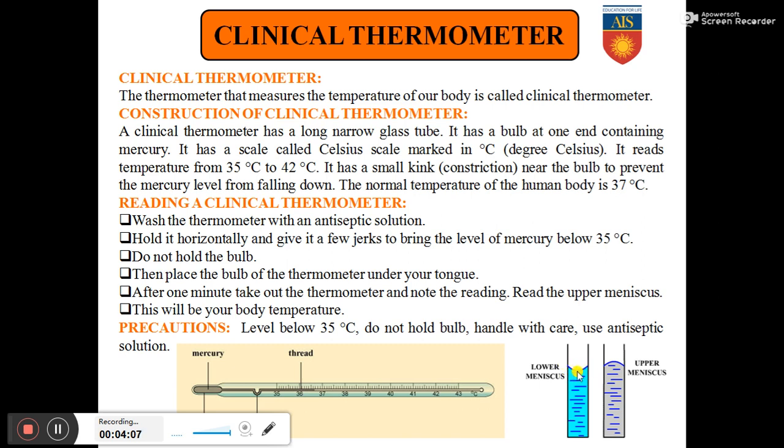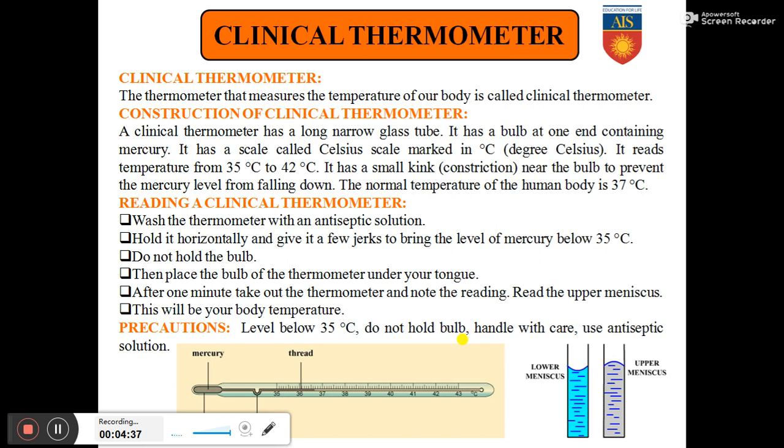This crescent shaped structure is called the meniscus, and since it forms a structure like this, it is called the lower meniscus. We read the water level from here. But in case of mercury, it is just the opposite of water. The crescent shape is just the opposite, and you have to measure it over here. So the temperature is measured from the upper meniscus. After 1 minute, whatever temperature you are seeing in the thermometer is your body temperature.